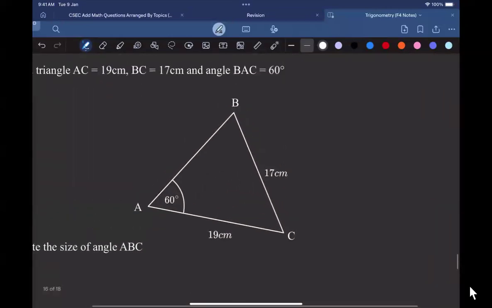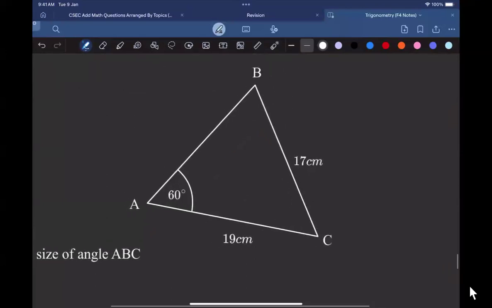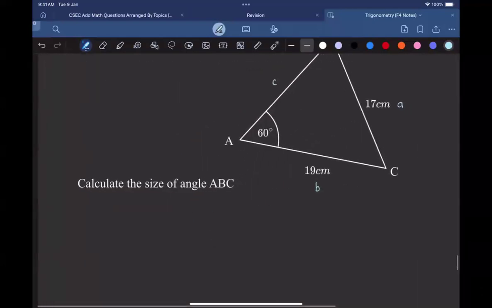Let me just label our triangle first. What would I call this side? Big A, small a, gotta be specific. Small a, small b, and small c. Remind me how the sine rule looks.